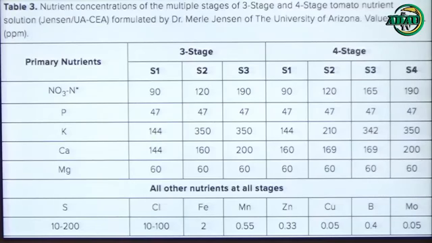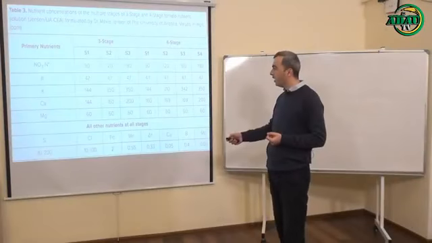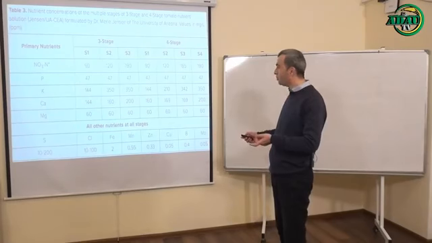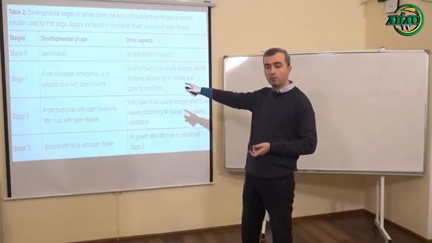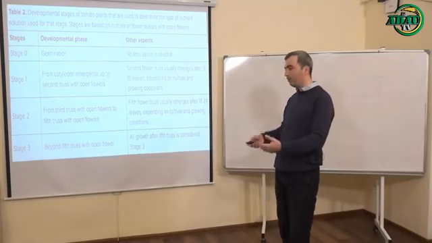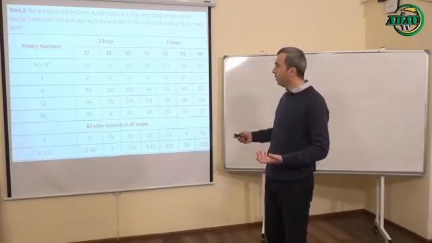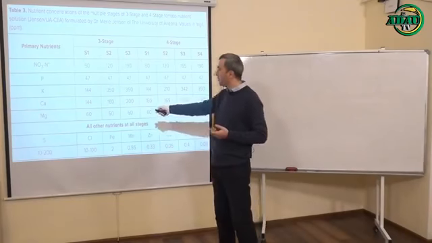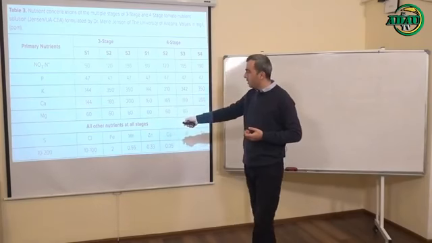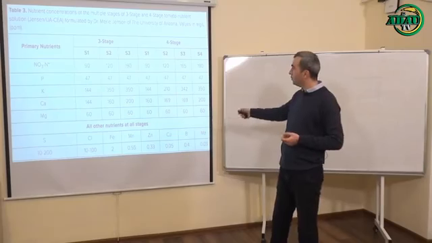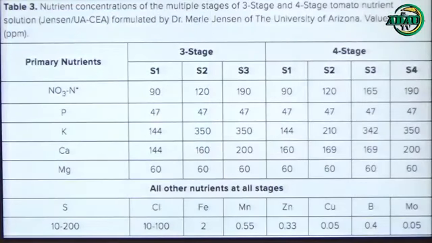For example, at stage 1, the amount of potassium is 144 milligrams per liter. The same goes for magnesium, calcium, etc., required for this first stage. And what is our first stage? Going from cotyledon emergence up to the second truss with open flowers. So as the plant is growing and maturing, we increase the numbers. You see, from 144 to 350. Same with calcium. And if you look at the fourth stage, numbers have also been presented.